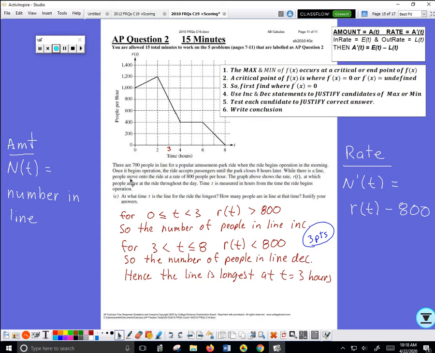It all depends on whether we are talking about rate or amount, and whether we're talking about the rate increasing or the amount increasing. So at time 0, because the in rate is 1,000 and the out rate is 800, yes, the number of people in line is going to be going up at a rate of 200 people per hour. That's what N prime of, copy of this.